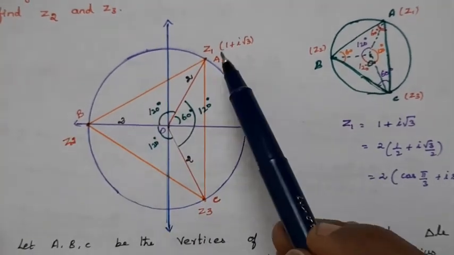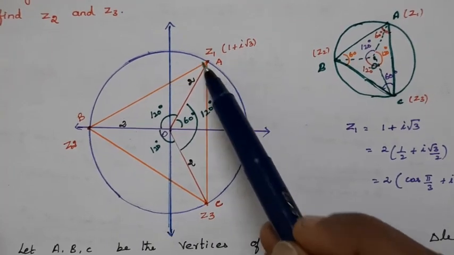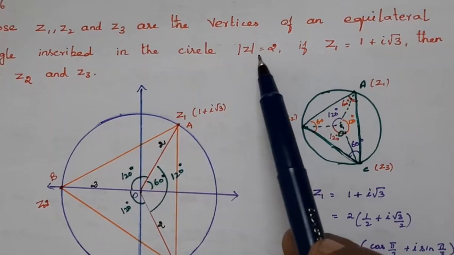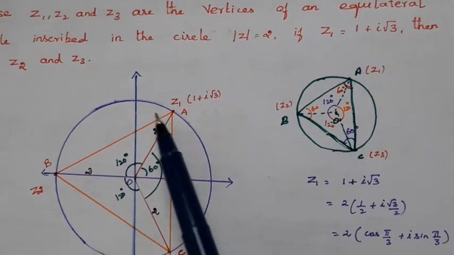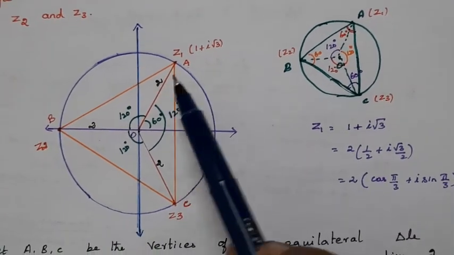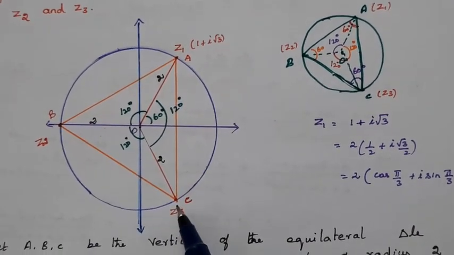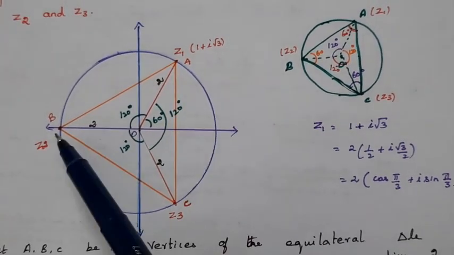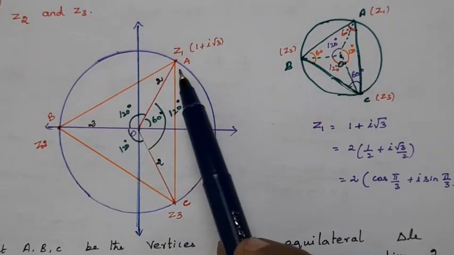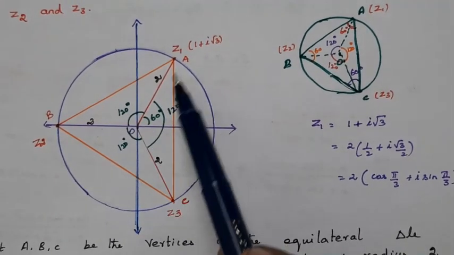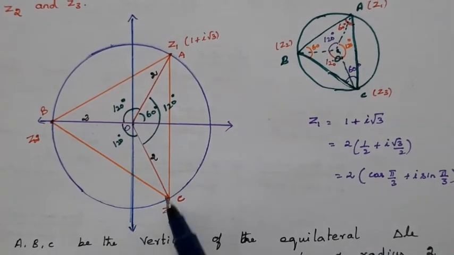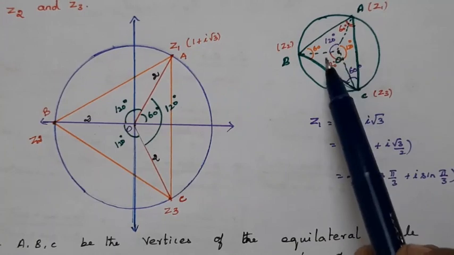So, if the point Z1 is represented as A in a circle of radius 2, as mod Z is equal to 2, this is a circle of radius 2. If Z1 is represented by the point A in a circle of radius 2 units, then Z2 and Z3 will be obtained at some other points on the circumference of the circle such that the angle between them is 120 degrees. So, the angle between Z1 and Z2 will be 120, Z2 and Z3 will be 120, and Z3 and Z1 will be 120 degrees, as I explained here.